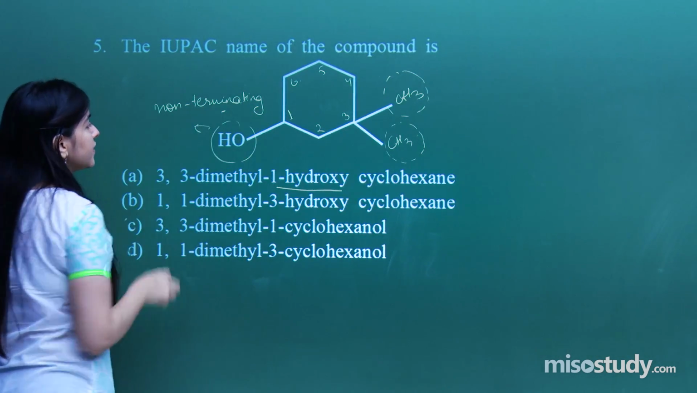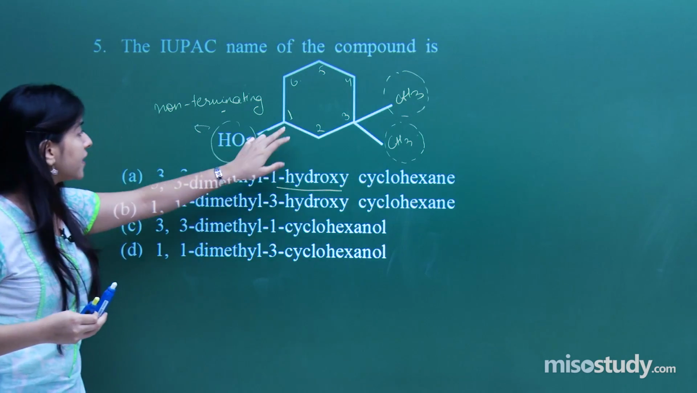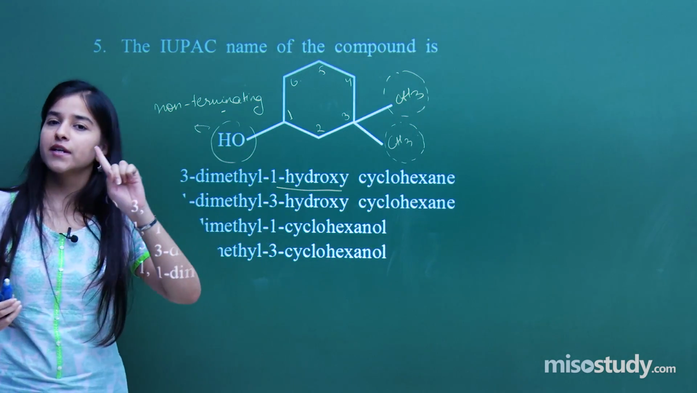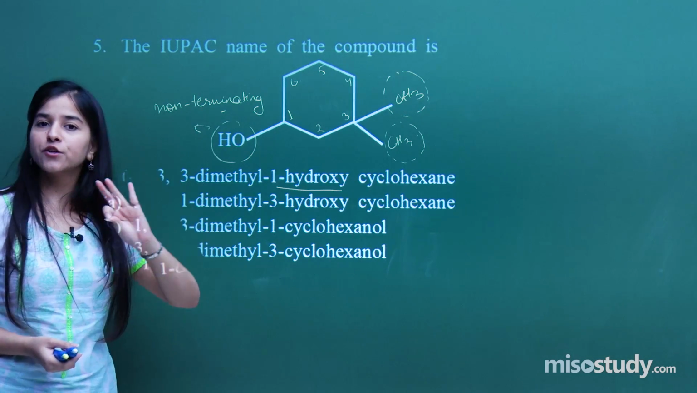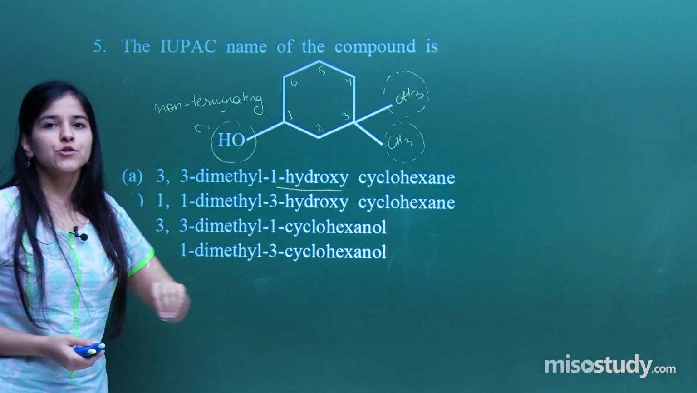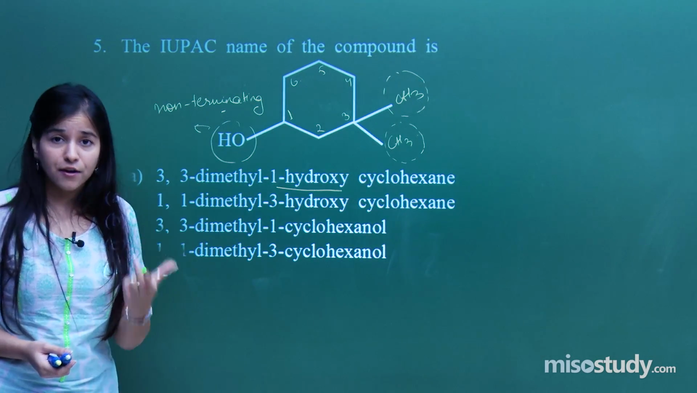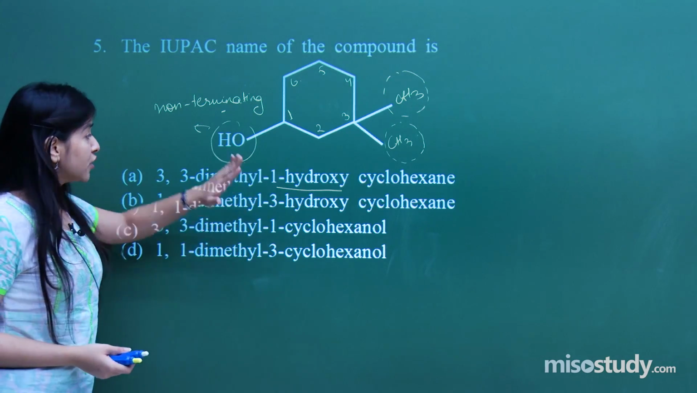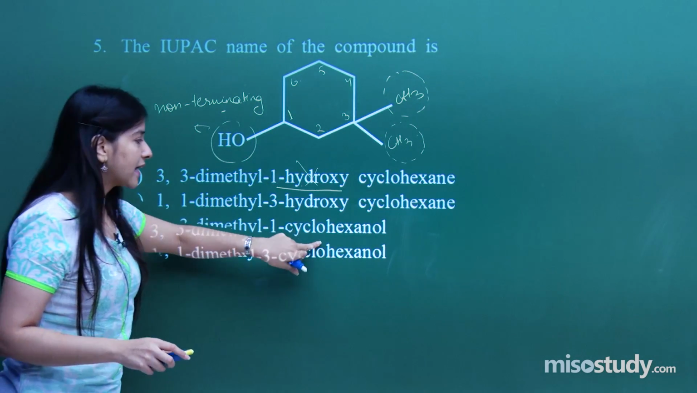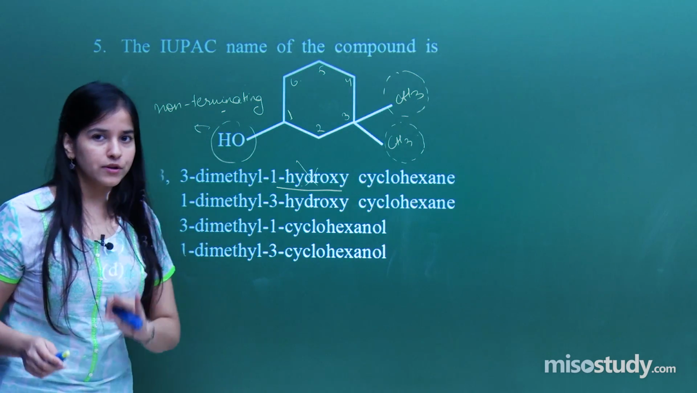That means what? In order to have it in the suffix part, this carbon which is directly attached to this non-terminating group should be on the number 1. That means I do not need to mention it as a substituent, but as a suffix over here. So I hope everybody is getting me. OH will be represented as the suffix and not the substituent. So it will not be 1-hydroxy but 1-cyclohexanol, or I can say cyclohexane 1-ol can also be the answer.